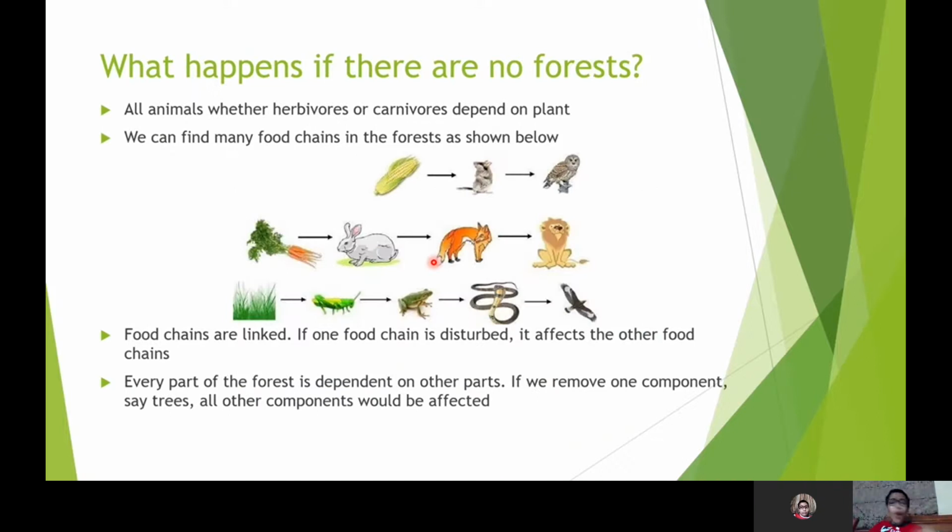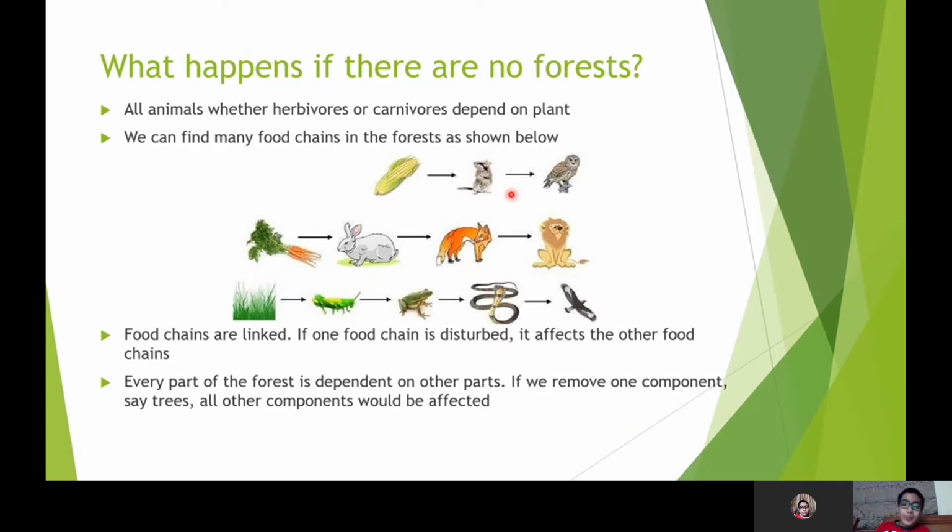What happens if there are no forests? If we cut down trees, the animals would come to the city, as we saw this week when a leopard came to the city. All animals, whether herbivores or carnivores, depend on plants. We can also find many food chains in the forest as shown below.